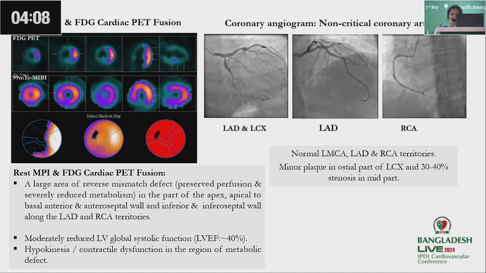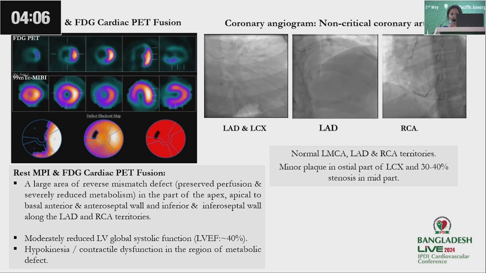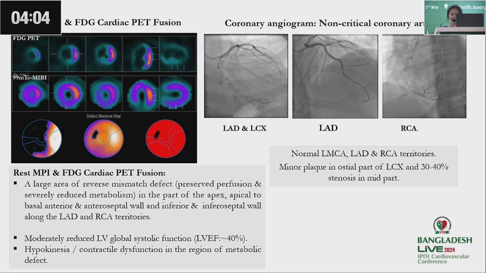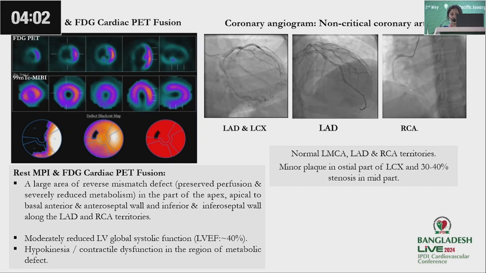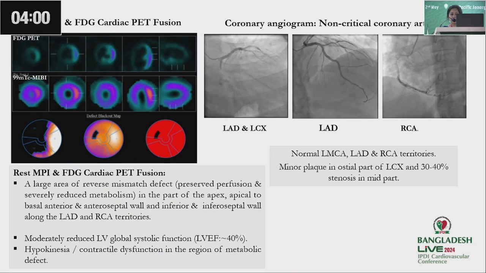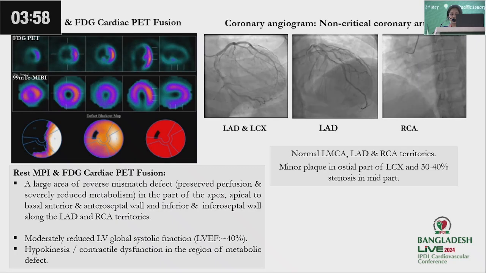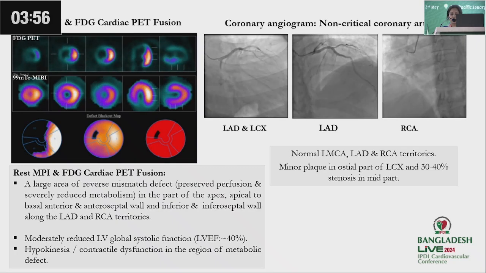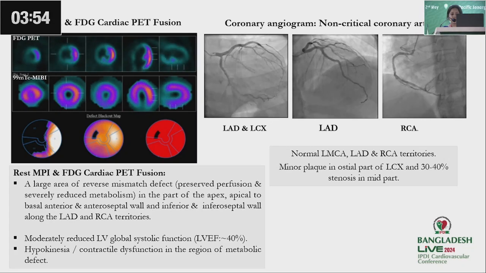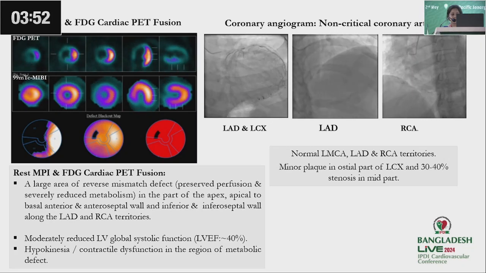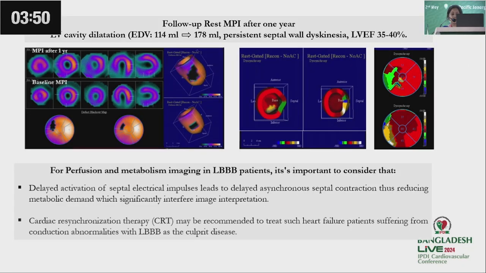After this imaging modality, the patient underwent coronary angiogram. Interestingly, on angiogram, there was normal left main, LAD and RCA territory and minor plaque in the ostial part of the LCX and mid part of the LCX. This patient was advised medication, and we followed this patient after 1 year. We did the follow-up with rest MPI imaging.